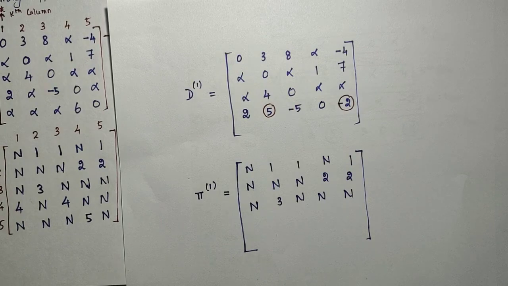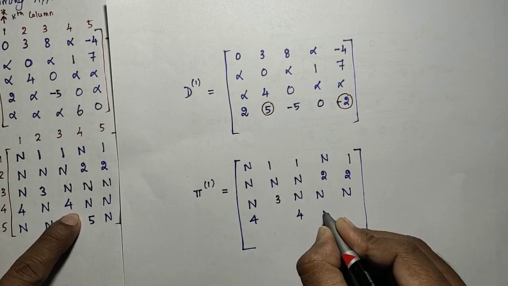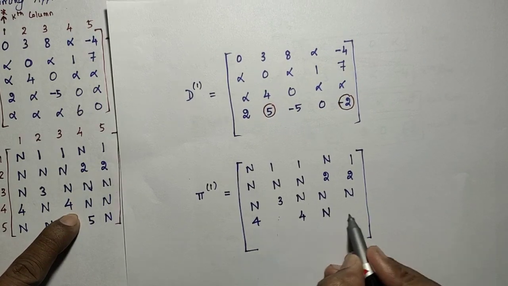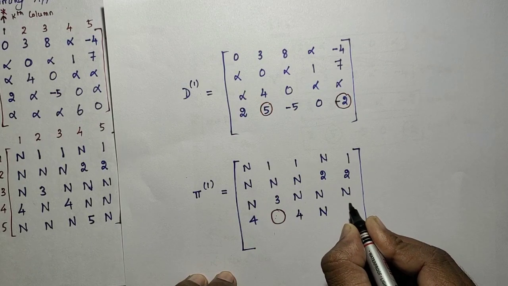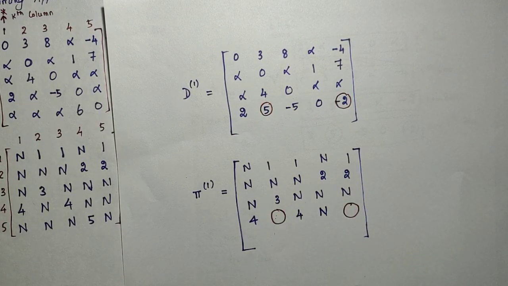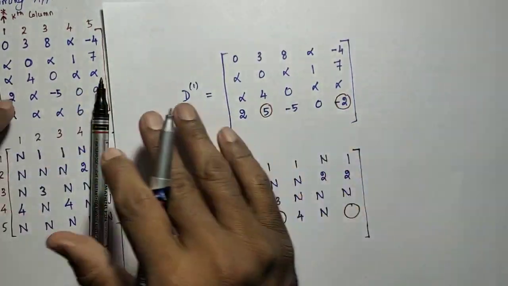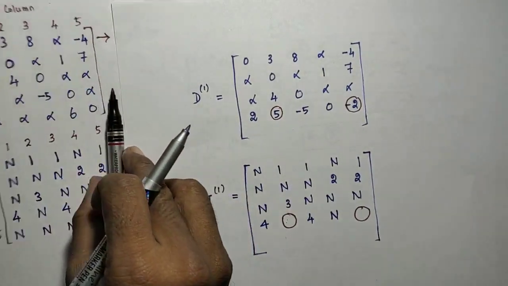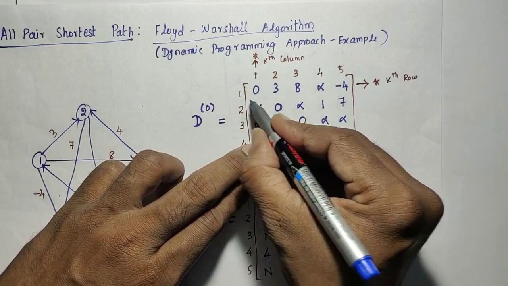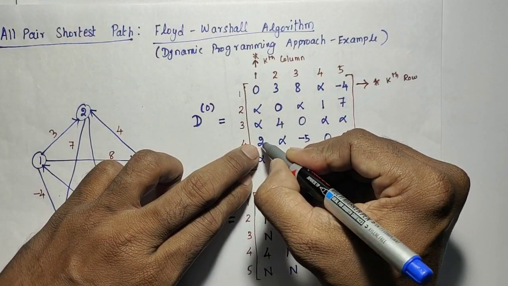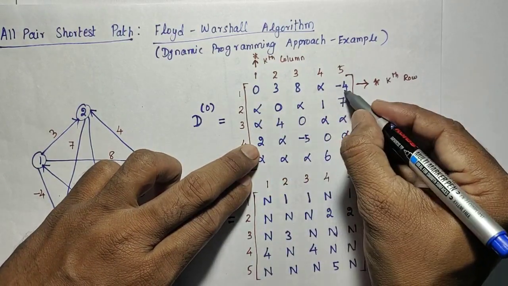So the 3 elements: this 4 will be copied as it is, this will be copied as it is, this n will be copied as it is. Now these 2 values need to be updated. What is the new value here and here? What we have done is added the 2 with the kth row and kth column element: 2 with 0, 2 with 3, 2 with 8, 2 with infinity, 2 with minus 4. Like that we have compared.